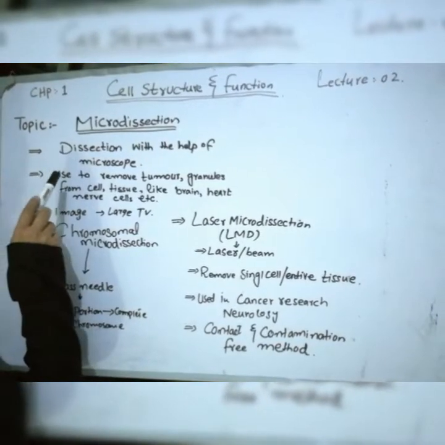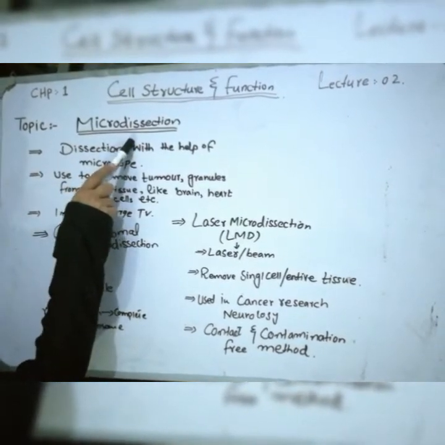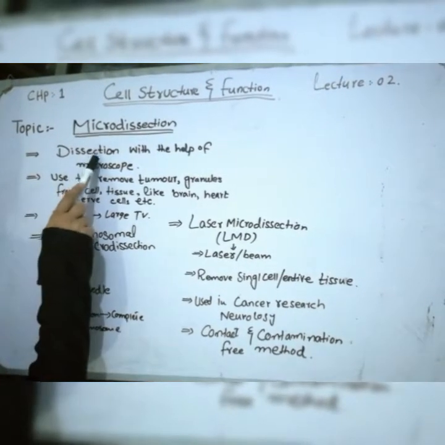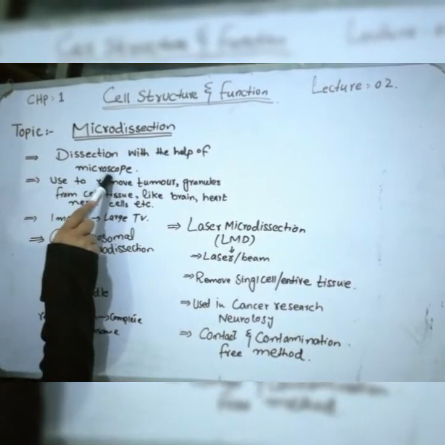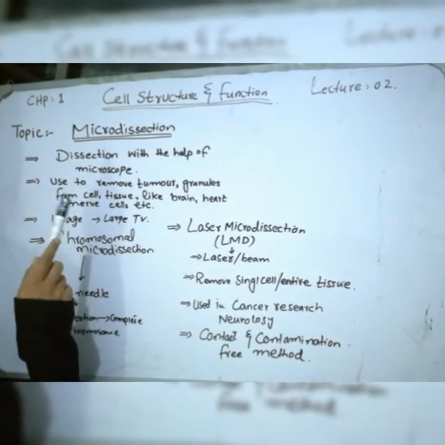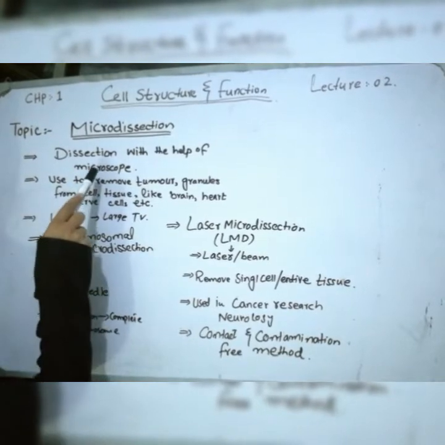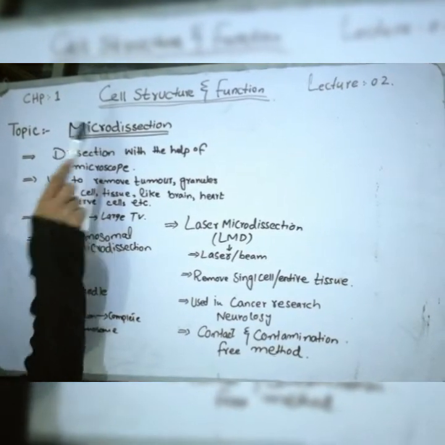The next important technique is microdissection. The word dissection means to cut into pieces. So the dissection with the help of microscope, or we can say that the type of dissection in which the microscope is used to assist the dissection is called microdissection.